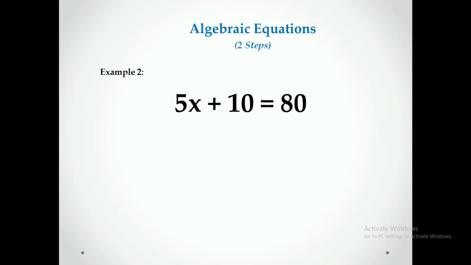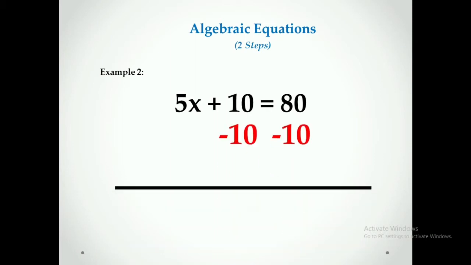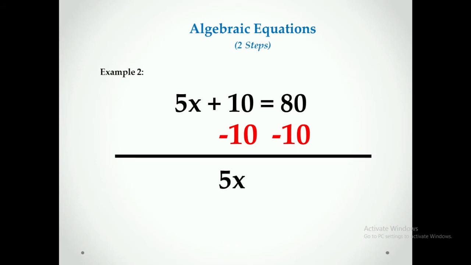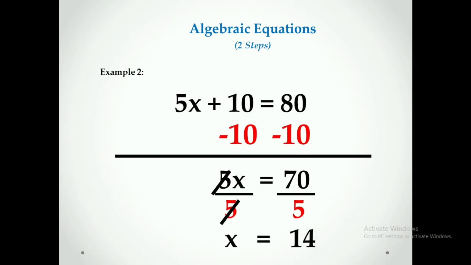Alright, this time we have 5x plus 10 equals 80. So first, since we're adding 10, we have to undo adding 10, which is to subtract 10. So subtracting 10 from both sides will now give us 5x equals 80 minus 10, that's equal to 70. And then since we're multiplying by 5, we'll undo multiplying by 5 by the opposite, dividing by 5. Dividing by 5 means that we divide both sides by 5, and that means x is going to be equal to 70 divided by 5, which is 14. And again, you can check your answers by simply substitution.